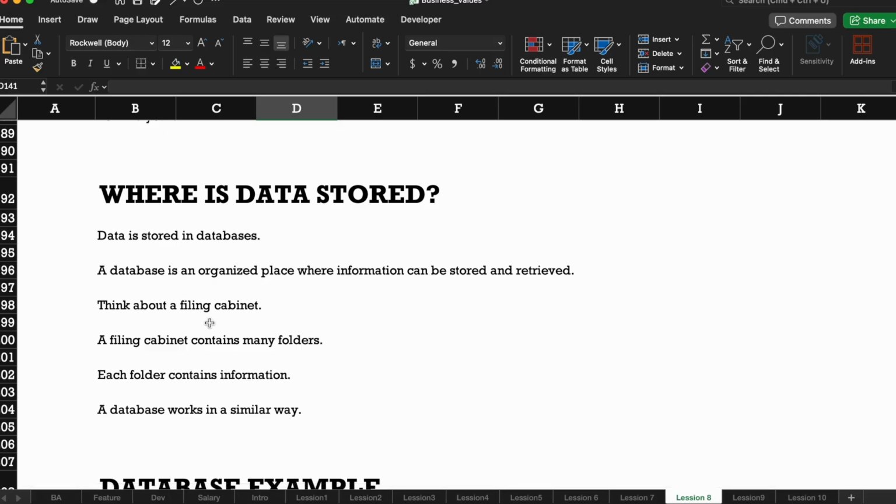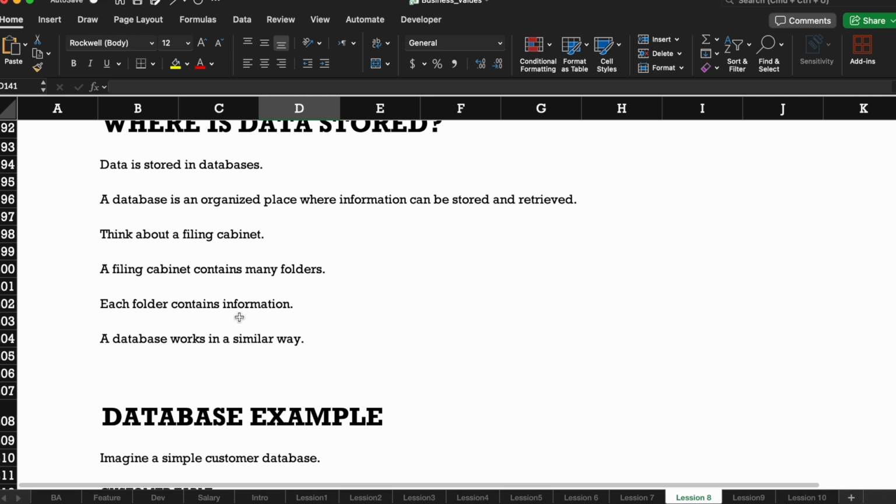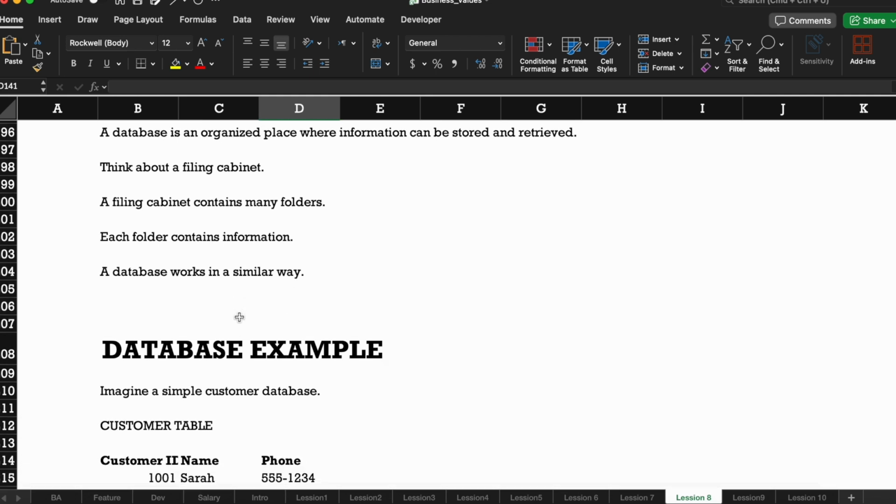A database is an organized place where information can be stored and retrieved. Think about a filing cabinet. A filing cabinet contains many folders. Each folder contains information. A database works in a similar way.